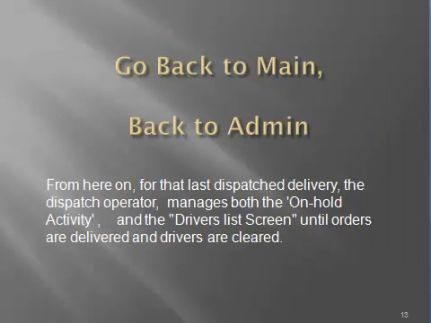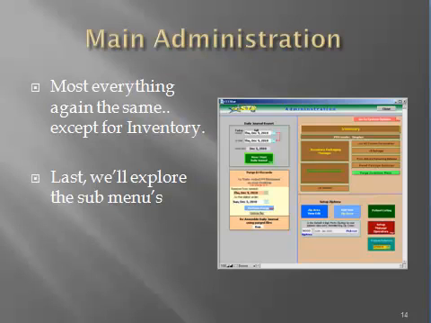We're heading through the main screen back to the administration screen. But first, completing the last delivery just dispatched. The operator normally is overlooking the on hold activity and using the drivers list until all orders are delivered and drivers are cleared. The main administration screen. Most everything again is the same. All the changes are in inventory, specifically the packaging routines: creating, building, generating, and finally activating barcodes. After checking out the packaging process, we'll briefly explore all the configuration sub-menus.